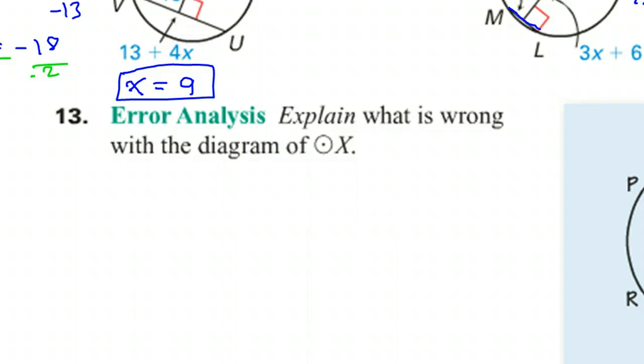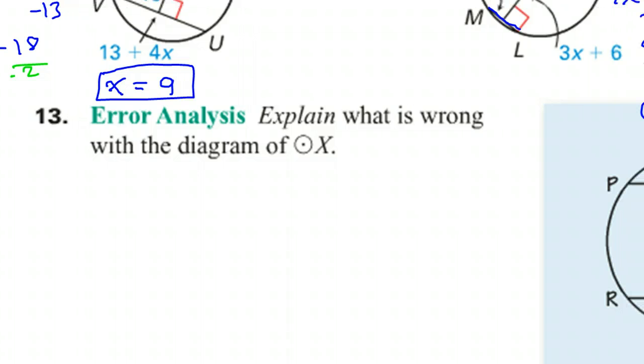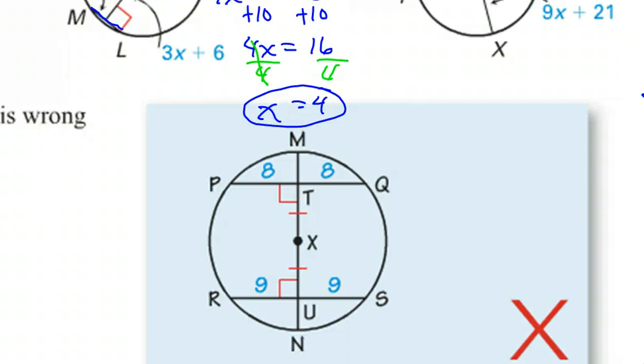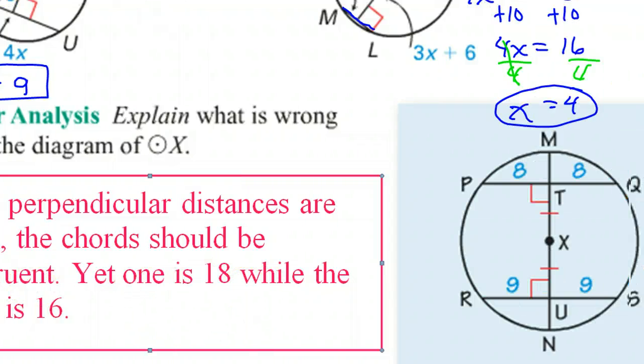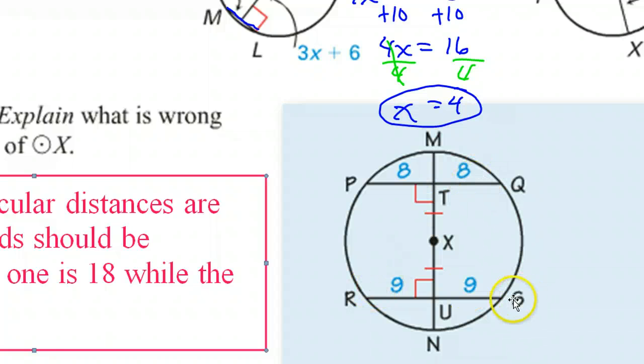Alright, error analysis. We are supposed to explain what is wrong with the diagram. Let's take a look. Well, the perpendicular distances are equal, you can tell by the markings. And if the perpendicular distances are equal, then the lengths of the chords should be equal, but they're not. So that's a problem. So here you go. If the perpendicular distances are equal, the chords should be congruent. Yet one is 18 while the other is 16. Kapow and shapow.